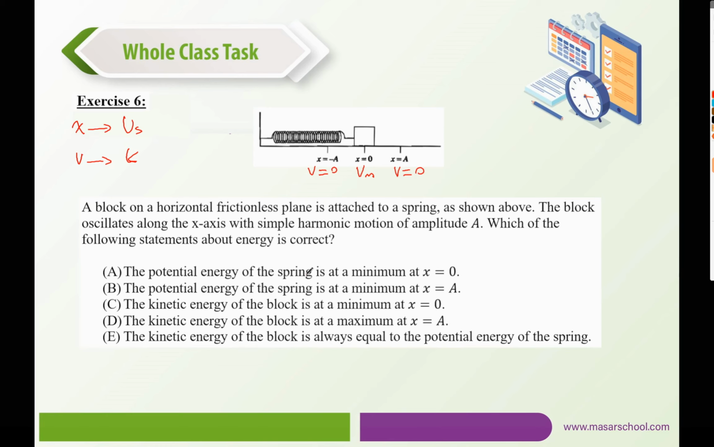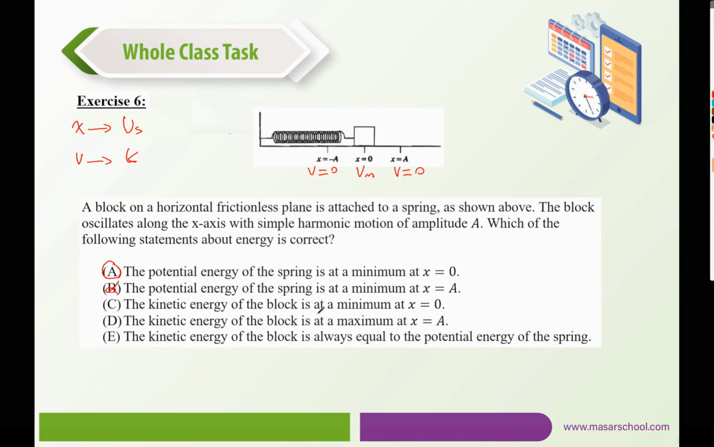A, the potential energy of the spring is at its minimum at x equals 0. Yes, it is true. Why? Because whenever x is 0, this is the minimum position, and that would give us the minimum potential energy, so A is correct. Now B, the potential energy of the spring is at its minimum at x equals A. No, x equals A is the maximum, which means U_s is max, so that's wrong.